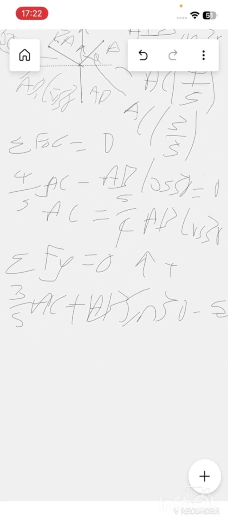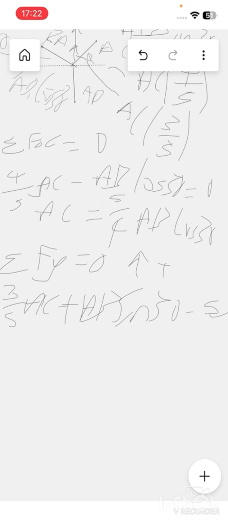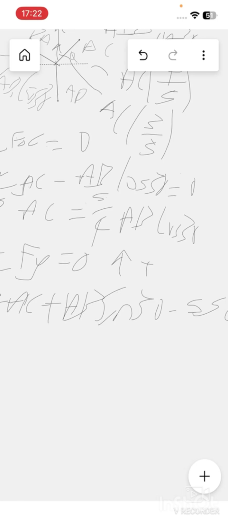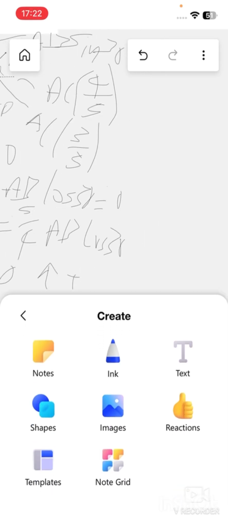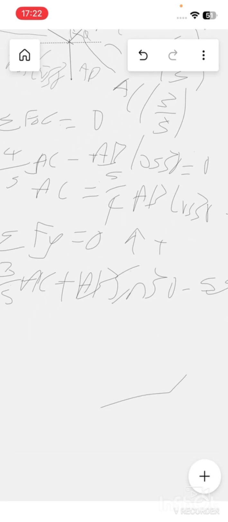Fine. Therefore, what did we calculate before? We made AC the subject of the formula. This we can call equation 1. Therefore, where are we off to?